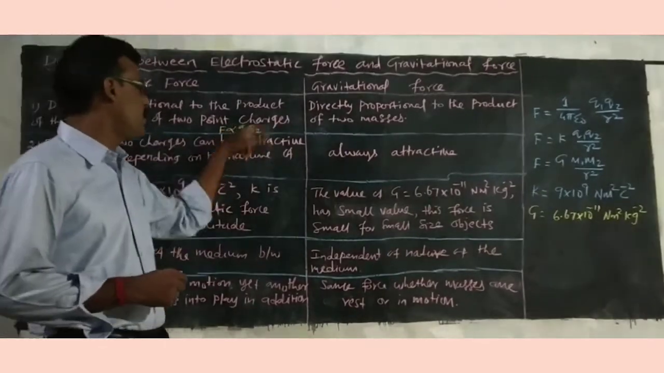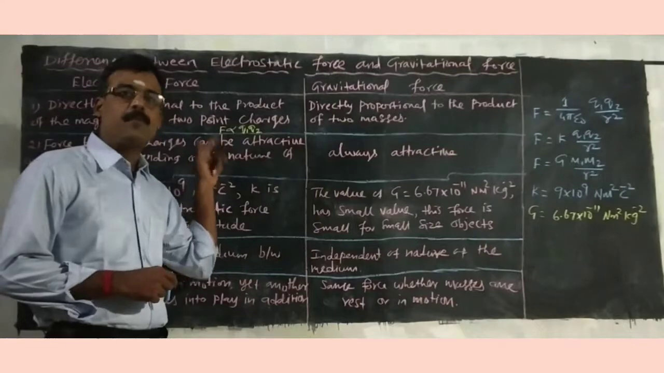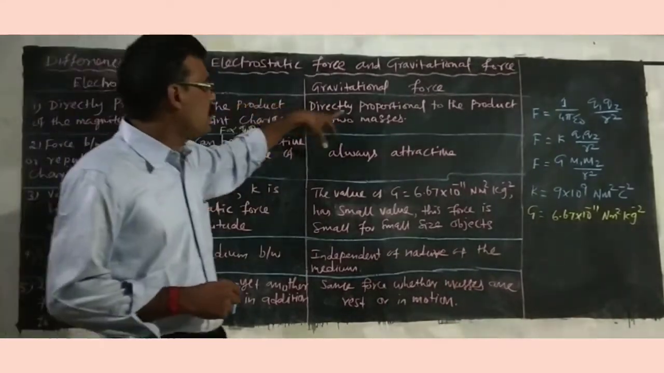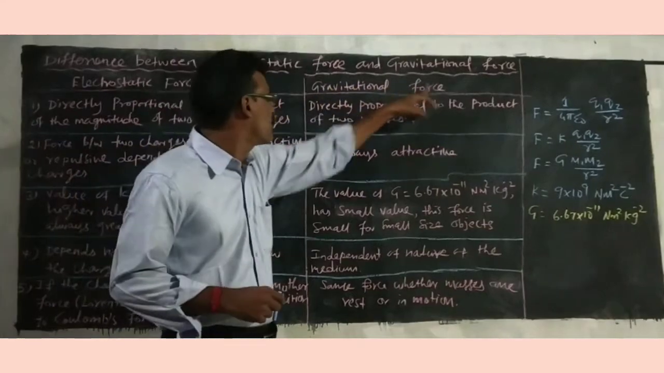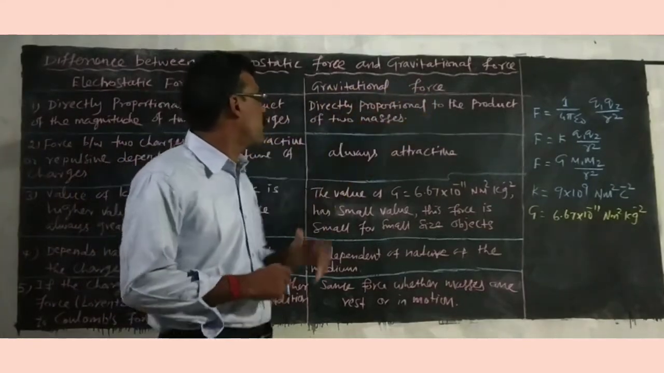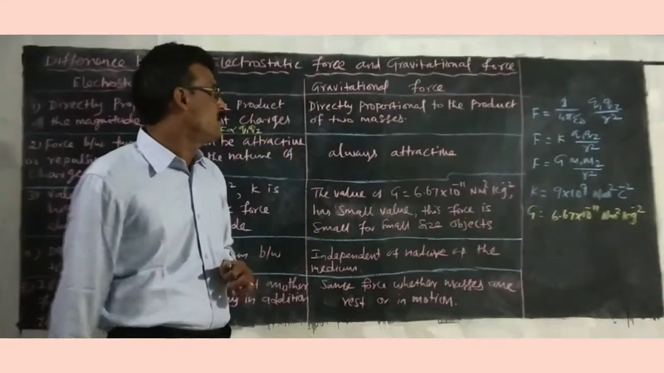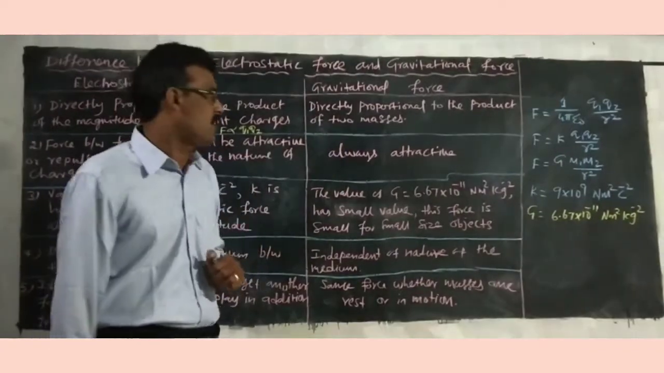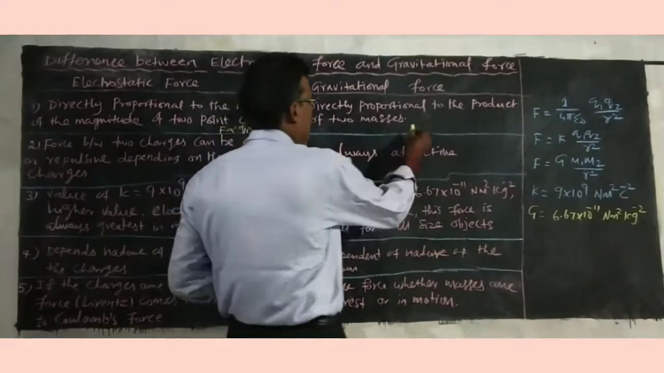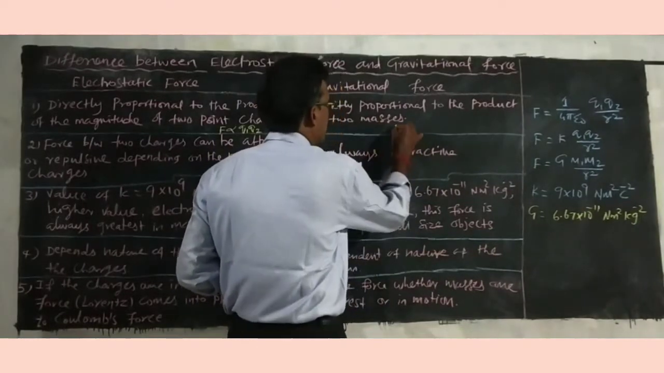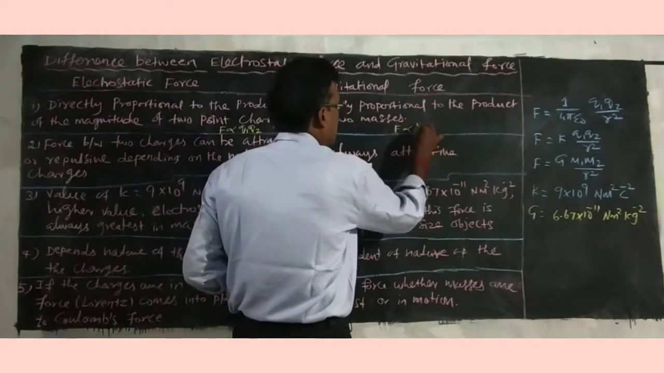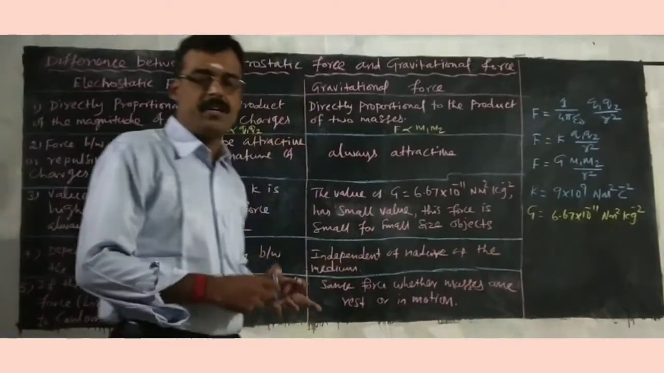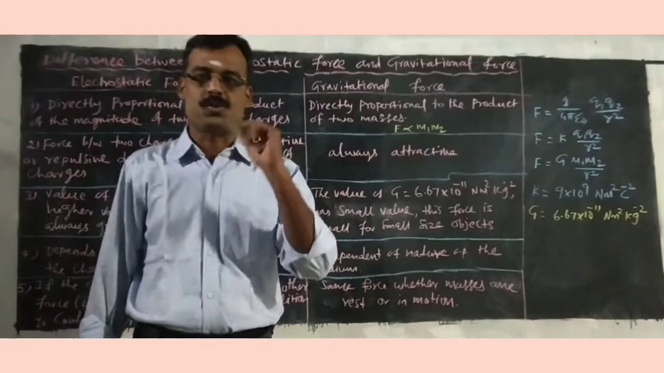ரெண்டு பாயிண்ட் சார்ஜஸையும் மல்டிப்ளை பண்ணி அதுக்கு டைரக்ட்லி ப்ரொபோர்ஷனலா இருக்கு எலக்ட்ரோஸ்டாட்டிக் ஃபோர்ஸ். இங்க gravitational force is directly proportional to the product of two masses. Product of the two masses or magnitude of the two masses, you can say. So the gravitational force F is directly proportional to the product of the masses of the two bodies.